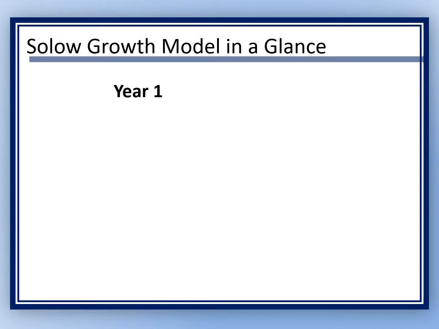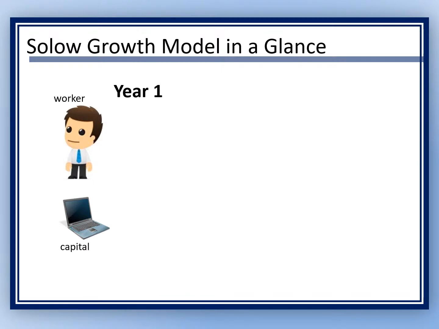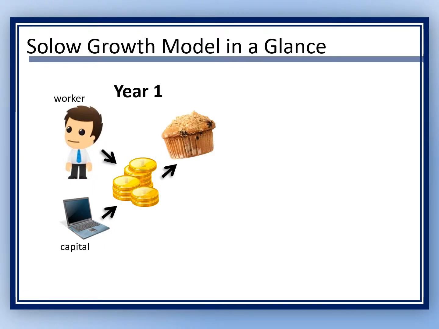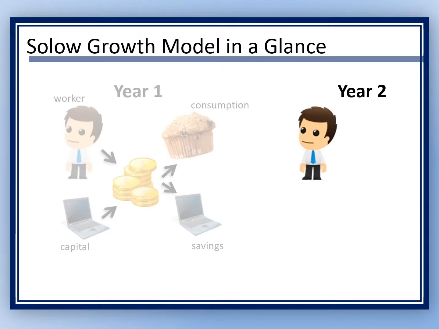So let's just imagine in a particular year, we have a worker, and the worker has some capital, which I would just formalize as a laptop, right? So the worker with his laptop makes money. And what do you do with money? One, you can use money to buy food, buy things that you want, that's consumption. The rest, you save. Now, in the Solow growth model, whatever you save becomes investment into future capital.